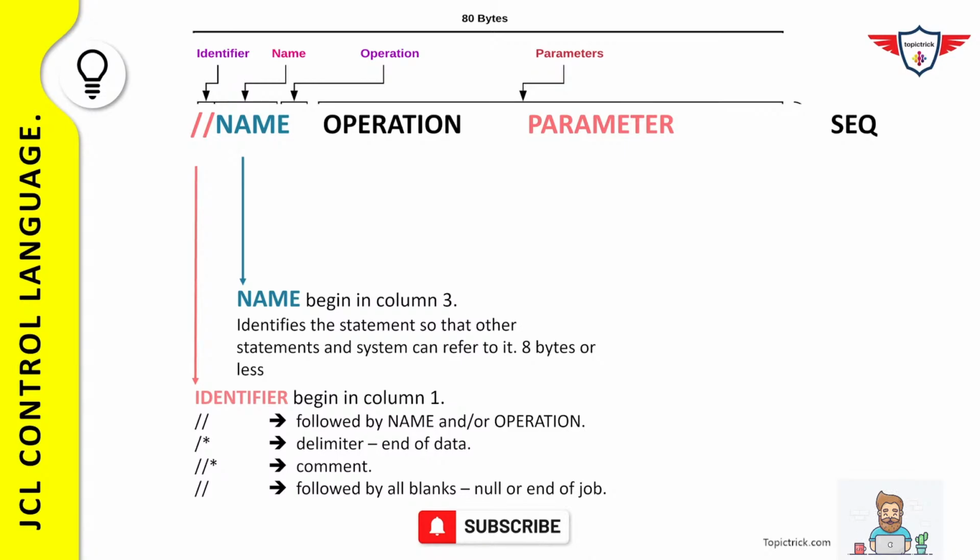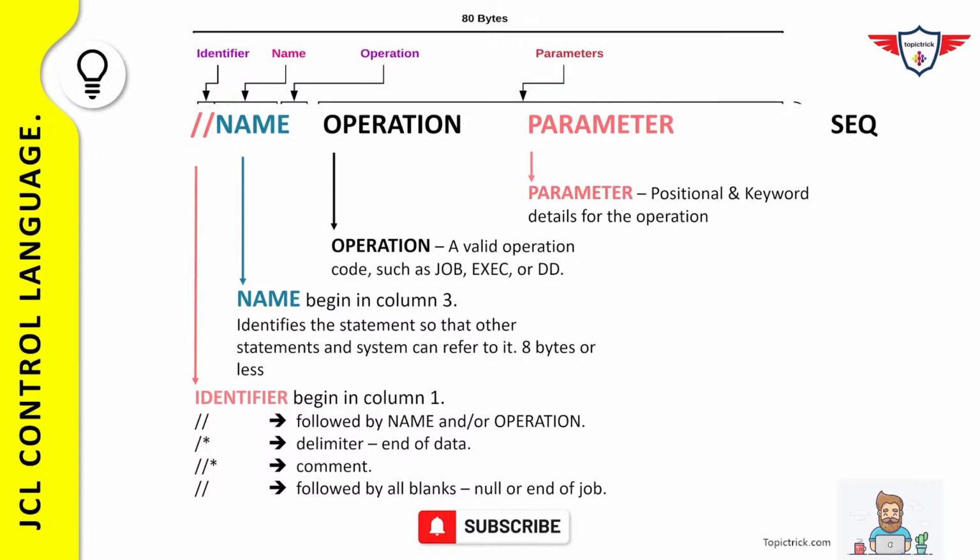The next field is the operation field, and this field is used to specify a valid operation code such as JOB, EXEC and DD for the job card, execute statement and DD statement. The next field is the parameter field and it is used to specify the parameters based on the operation field. There are generally 2 kinds of parameters specified, positional parameters and keyword parameters. We will look into all these parameters in detail in our next slide.